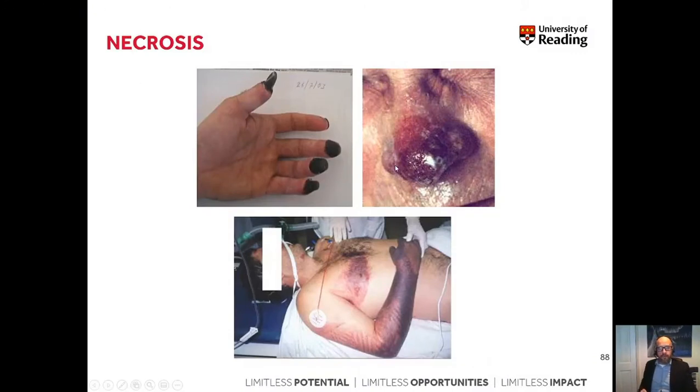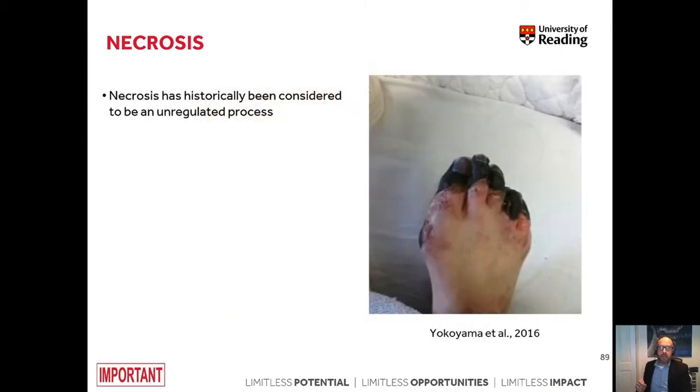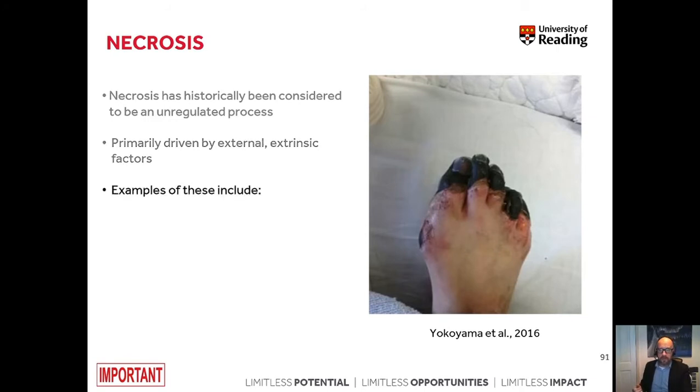As you can see here, necrosis is really different if we compare this cell death to apoptosis. Necrosis is an unregulated process, and necrosis is always pathological. It is primarily driven by external, extrinsic factors, and examples of those include infection. Necrosis can also be initiated by direct toxic threat, by freezing, excitotoxicity, this is quite important in nerve cells, or trauma.